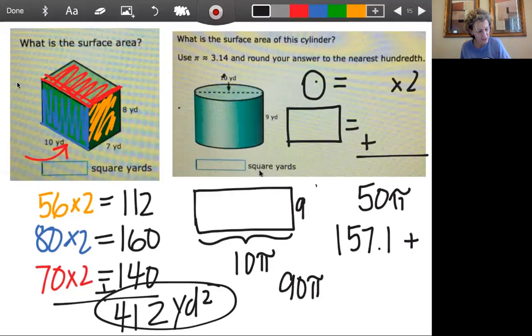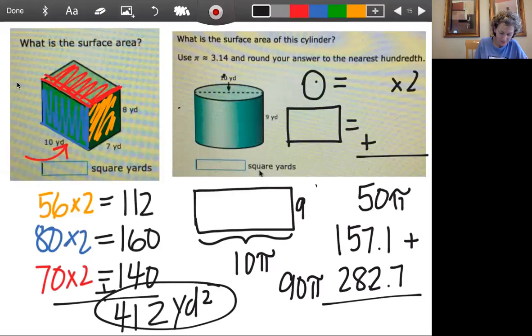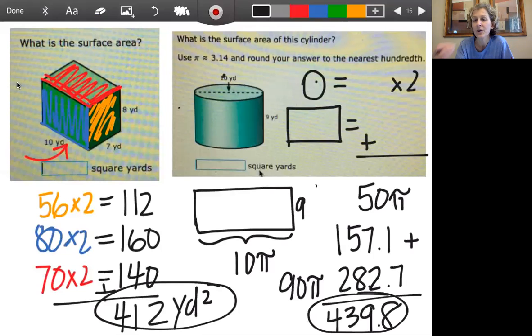And I get 282.4. Keep in mind, these are all approximates because we are rounding. And then when I add that to 157.1, my total surface area is 439.8. Surface area of all the surfaces.